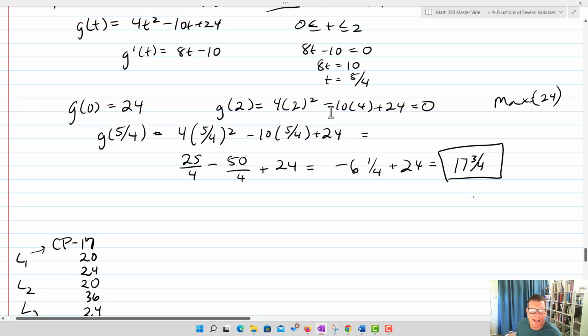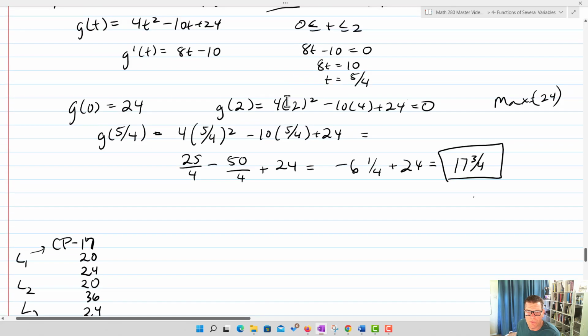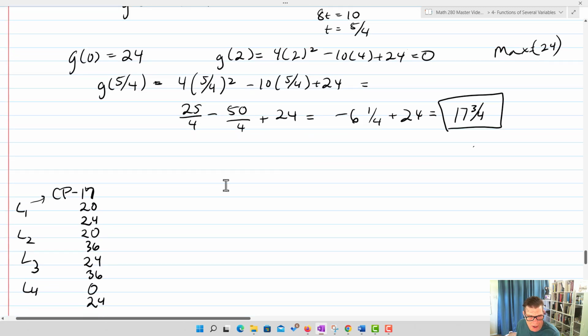And that's just taking these boundary points. Oh wait, we actually have a smallest of 0. 0 is our smallest value along that boundary, because we had this value, 4 times 2 squared minus 10 times 4 plus 24, which ends up being equal to 0. So there's 0.